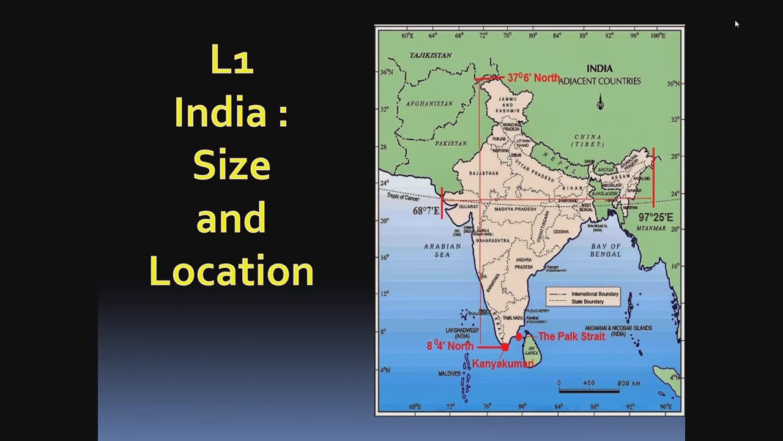So let's begin. First, let's see the map of India. Here you will see that India is surrounded by 7 to 8 countries, and some numbers are mentioned here. What are those numbers? That we are going to understand first. So let's begin the lesson.